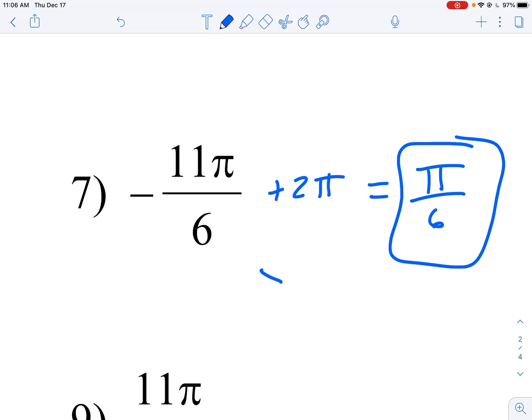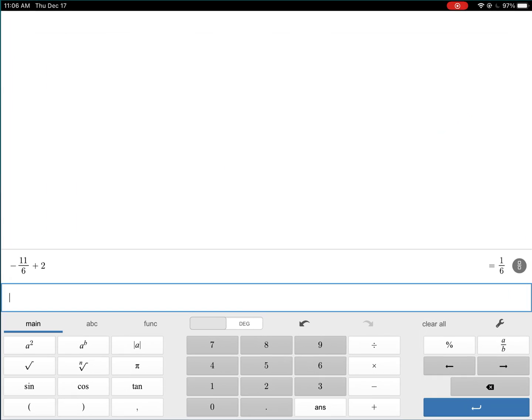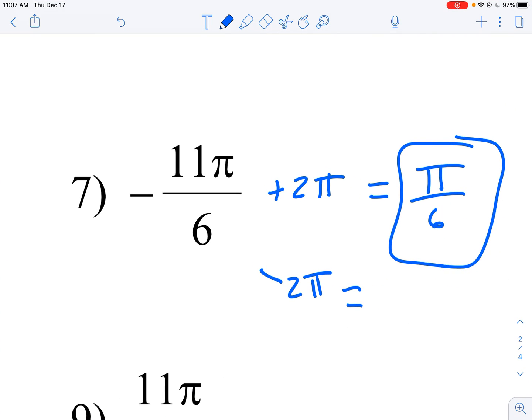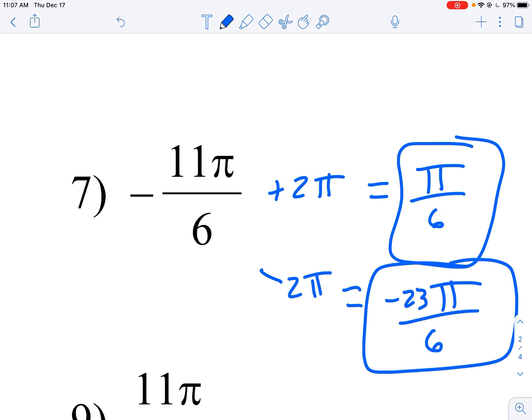Don't forget to subtract 2 pi as well. Here, we'll actually do it on the calculator. So I actually just go up and change this to subtract 2, and I get negative 23/6 on the right side. So it's negative 23/6 pi. So there's my coterminal angles. And there you go. That's how you do your radians and degrees assignment.